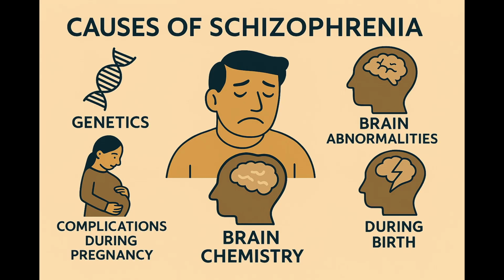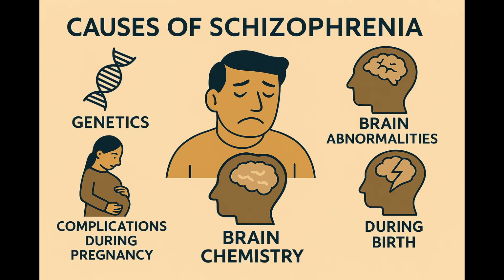3. Prenatal health and environment. Explanation, if the fetus is exposed to certain stressors during pregnancy, it may affect how the brain develops. Examples, maternal infections like influenza or rubella. Malnutrition or vitamin D deficiency. Exposure to toxins, for example, smoking, alcohol, or pollution. These factors may subtly alter brain structure or chemical signaling, increasing vulnerability to schizophrenia later in life.